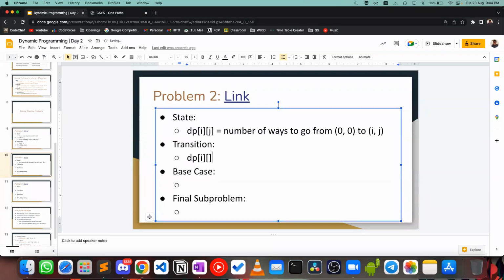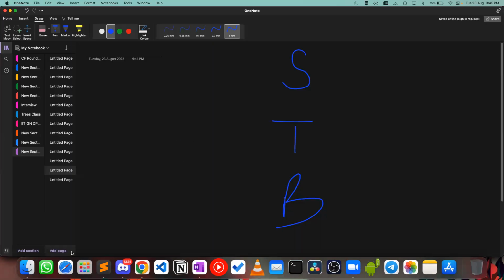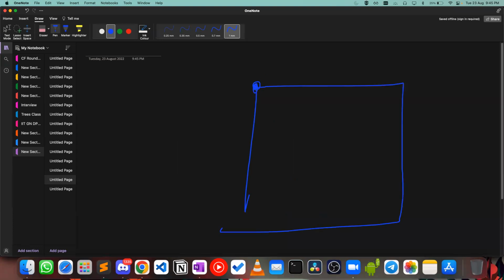dp of i comma j is equal to dp of i minus 1, j plus dp of i comma j minus 1. Now what is the base case? First of all, tell me if I am standing on 0 comma 0, what is the number of ways to go from 0 comma 0 to 0 comma 0? There is just one way.